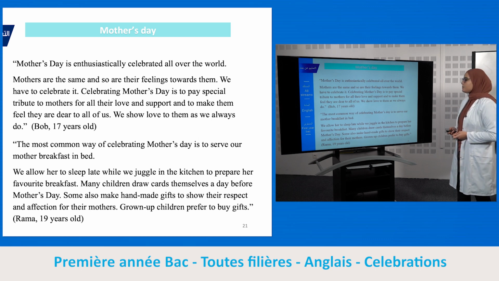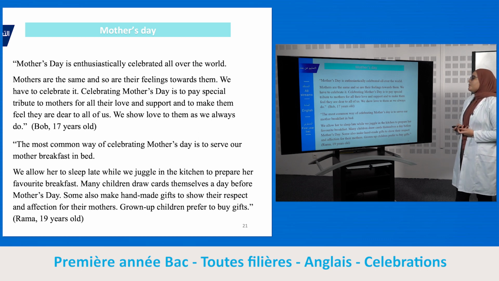Bob, 17 years old. The most common way of celebrating Mother's Day is to serve our mother breakfast in bed. We allow her to sleep that late while we juggle in the kitchen to prepare her favorite breakfast. Many children draw cards themselves the day before Mother's Day. Some also make handmade gifts to show their respect and affection for their mothers. Grown-up children prefer to buy gifts. This is Rama, 19 years old.